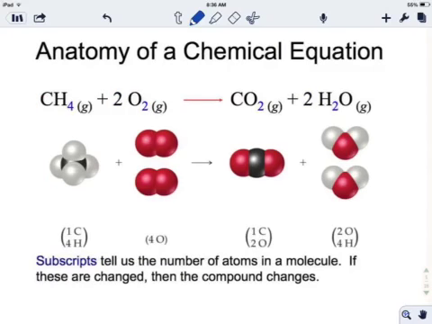What we've already talked about is the subscripts. And subscripts, again, can't change. If you change a subscript, then you actually change the compound. So the subscripts tell us how many of each atom we have in a molecule. If we take CH4 for an example, we have 1 carbon atom, that's that black one here, and then we have 4 hydrogens represented in our picture by 4 white balls. So again, you can't change the subscripts when you balance an equation, you can only change the coefficients.